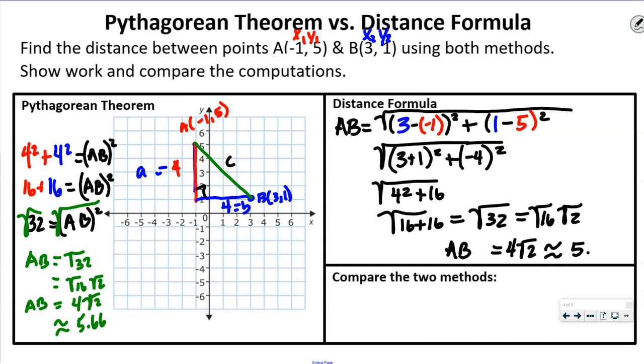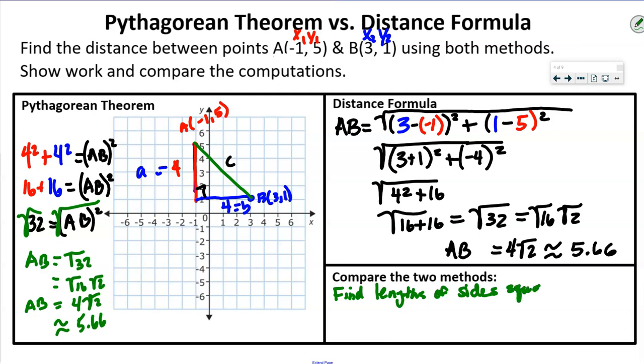still get 5.66. So now if we talk about the comparison of these two methods, what would you guys say? So I would say that for Pythagorean's theorem, you find the lengths, right? So let's just do this one in green because that's the way it is. Find lengths of sides, square them, and then take the square root of the result, or the sum, right?